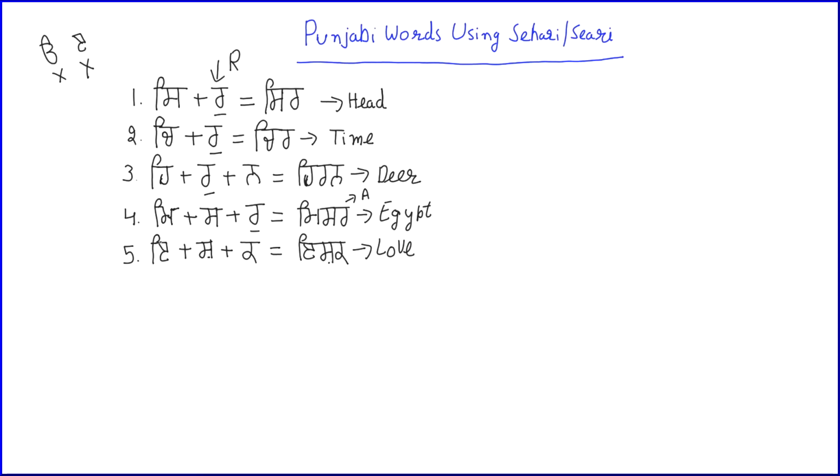Sixth one is chid. Chacha is going to give the sound of ch. I have put Sehari here. This becomes chi. And then rada. Rada is going to give the sound of r. So this becomes chi, r, chid.